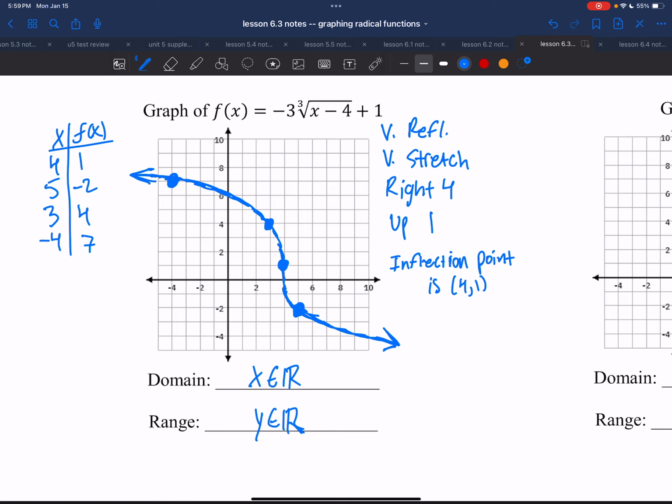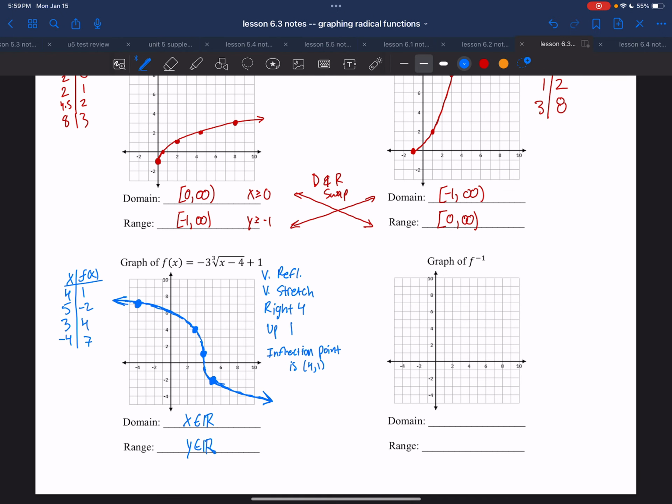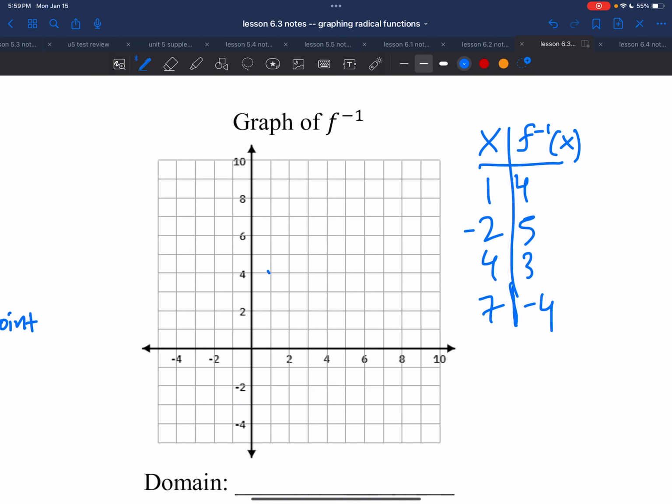To find the inverse, I just swap those points, right? So x and then f inverse of x. So you say 1, 4, negative 2, 5, 4, 3, and 7, negative 4. So I say, okay, 1, 4. That's my inflection point. Don't forget it. Negative 2, 5, 4, 3. Am I doing this good? Yeah, I think so. And 7, negative 4.